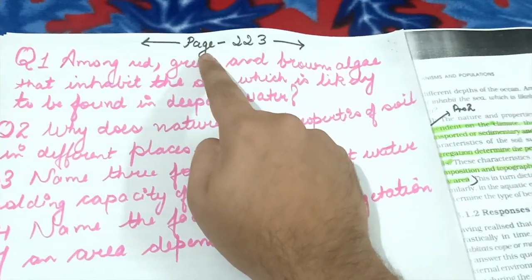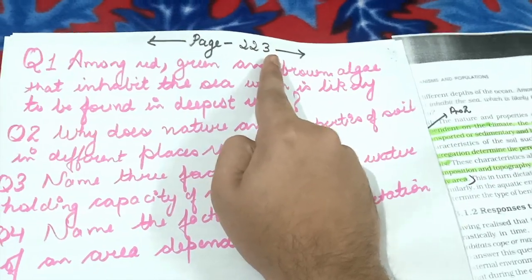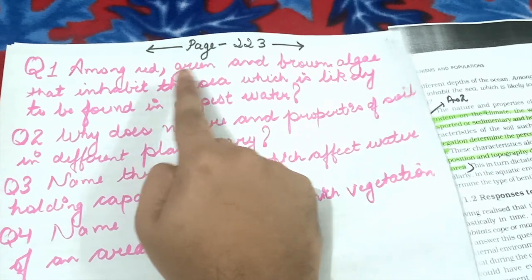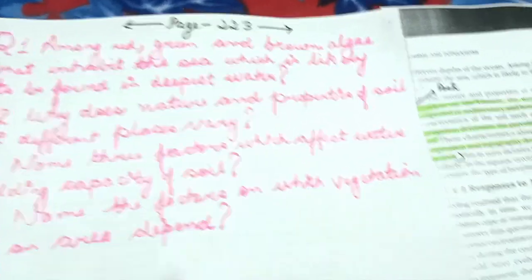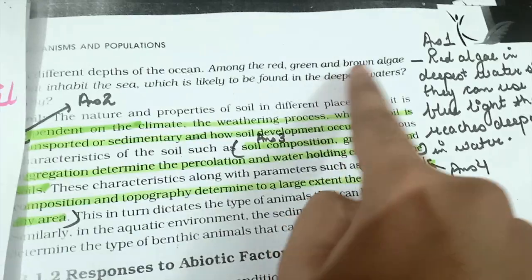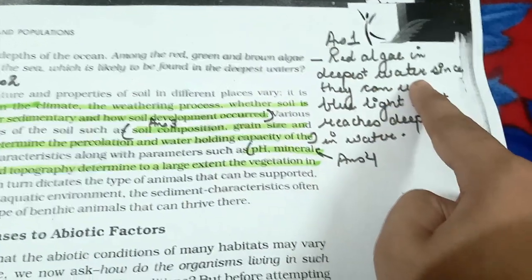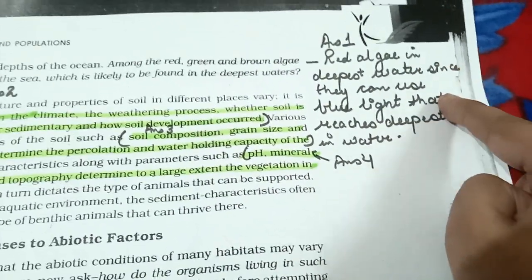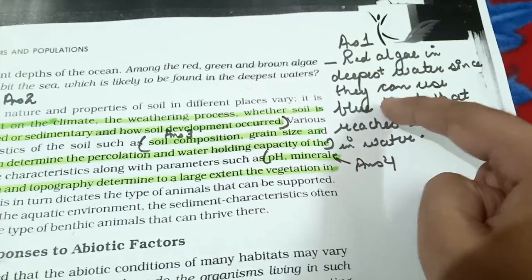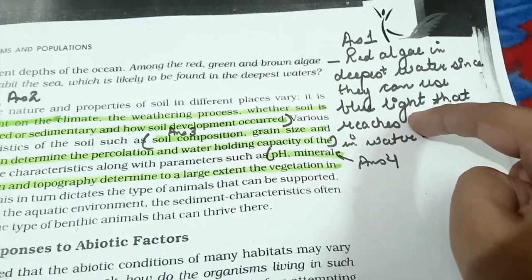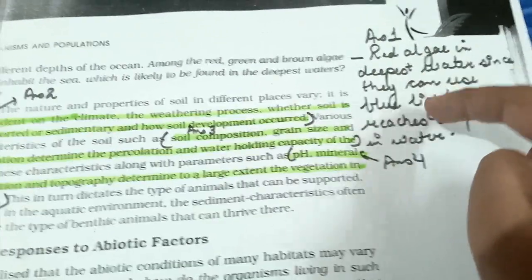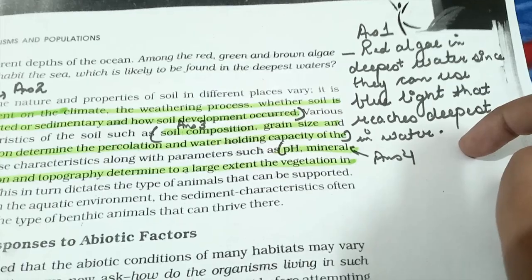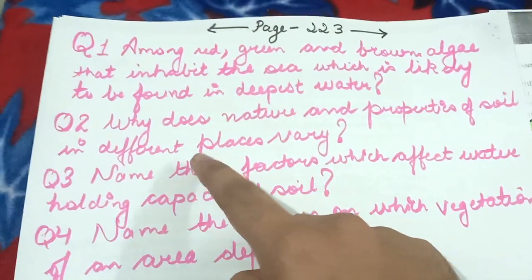So now let us look at important questions from page 223. The first important question is, among red, green, and brown algae, which is likely to be found in the deepest water? This question is given right here. Among red, green, and brown algae, which would be found in deepest water? The answer is, red algae would be found in the deepest water because it can use the blue light that reaches deepest in water. So blue light, it will reach deepest in water, and this blue light can be used by red algae. So it is found in deepest water because it can use the blue light which reaches the deepest in water.